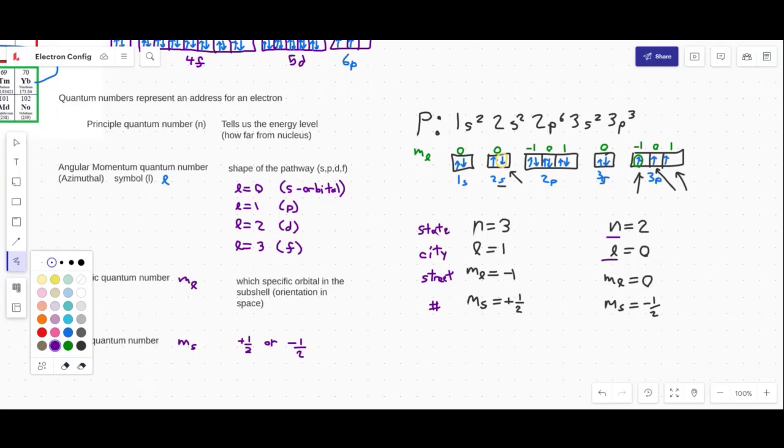If L is equal to 0, can you have an m sub L value of 5? No, that wouldn't make sense. So if L is equal to 0, then m sub L has to be 0, because m sub L can only be from negative L to positive L.